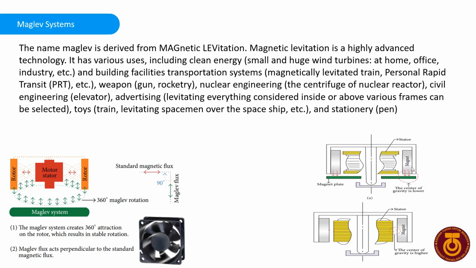The name maglev is derived from magnetic levitation. Magnetic levitation is a highly advanced technology. It has various uses, including clean energy, like small and huge wind turbines at homes, offices, and industry. Also building facilities and transportation systems, of course, magnetically levitated trains, personal rapid transit, etc. It is also used in weapons like guns and rocketry, and in nuclear engineering, in the centrifuge of the nuclear reactor. Also it's used in elevators, advertisement, and toys like levitating trains and spacemen. Also it's used in stationary pens.